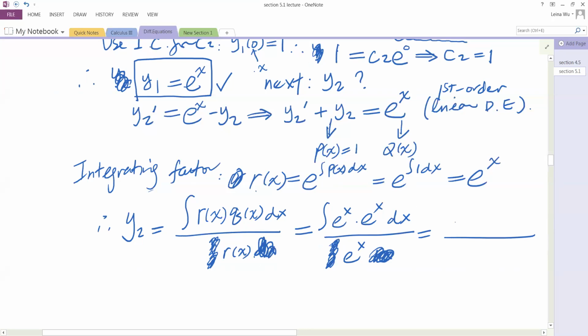So we have the integral of e raised to 2x dx, right, on top. Good so far? Okay, so what's the integration of e to the 2x? e to 2x divided by 2 plus a constant c, right? The bottom is just e to the x.